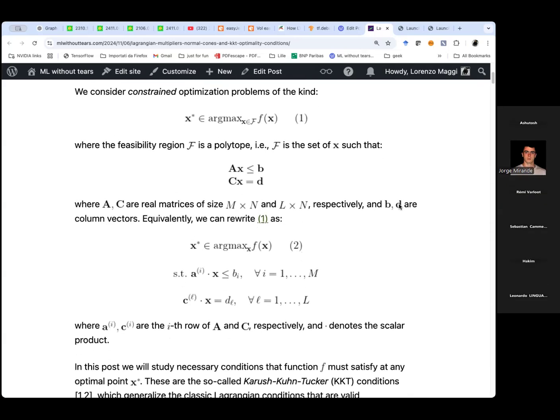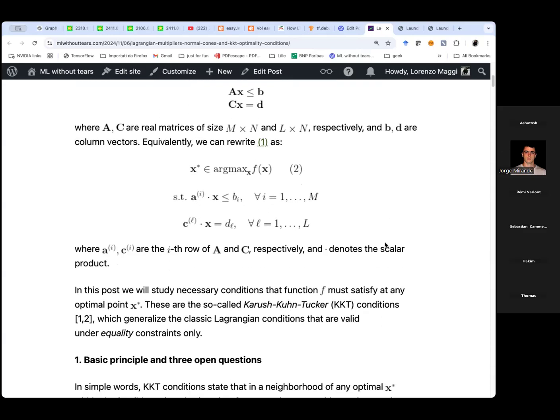So we decompose these constraints in a row-wise manner. We say that the ith row of this matrix A, scalar product x, must be smaller or equal than the ith element of b, and the same thing for the equality constraint. You will see that we will start with the inequality constraint first and then add the equality on top, because really equality is like twice an inequality. So you will start really simple.